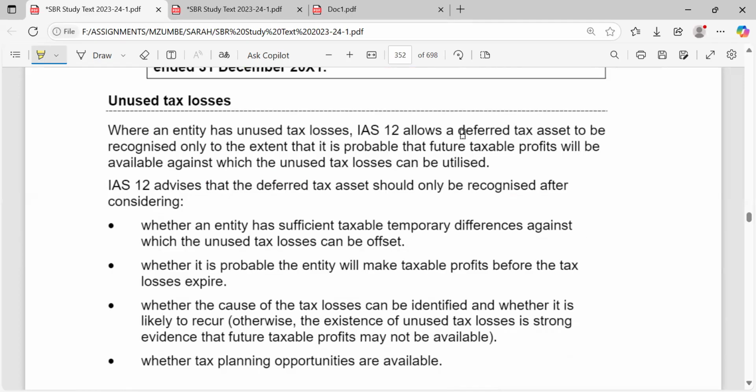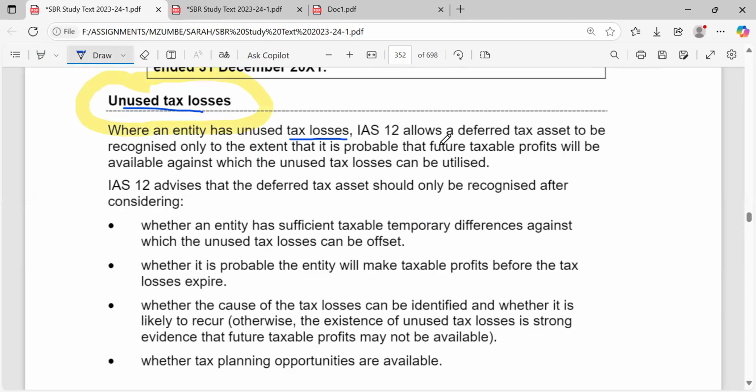Okay, unused tax losses. It may happen that the business is operating, maybe in some years it makes a loss, some years it makes a profit. So there could be some decisions made for that, right? So we are told where an entity has unused tax losses, you have got the losses, but maybe you are allowed to offset them in the future, but you are yet to use them. What do you do?